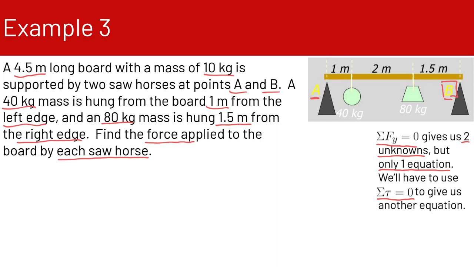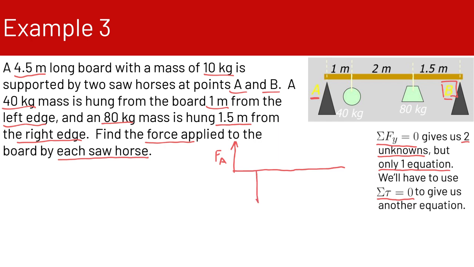to get A. Okay, so let's set up a free body diagram here so that we can look at all of our forces. Okay, so we have force A is pushing upward.